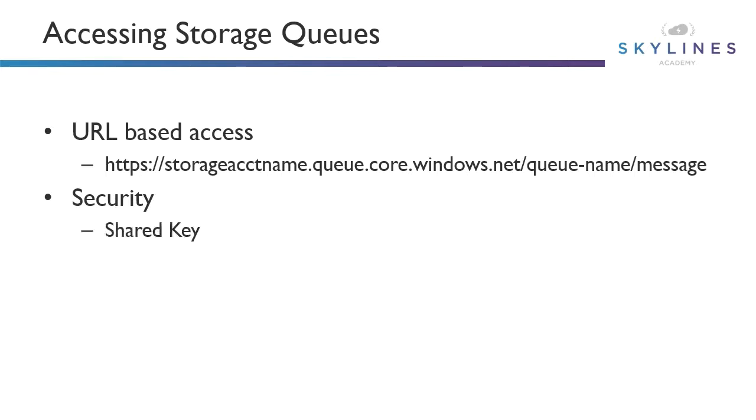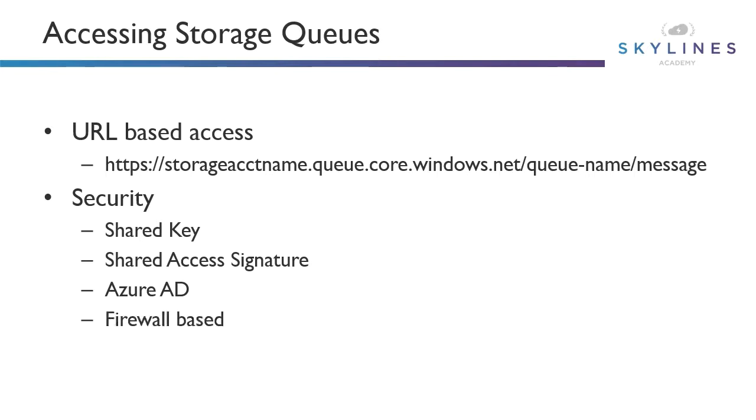The first is a shared key, and this provides access to not only the queue, but the entire storage account. And we also have the shared access signature. If we think back to the storage account blob module, we set up a shared access signature and it had access to only the blobs. We can use the same concept, but this time we're only allowing access to the queues. We can also integrate with Azure AD so we can define access by user or by group. And then on top of all of this, we have a firewall. So this way we can control access so only defined networks are allowed to connect to that storage account queue.